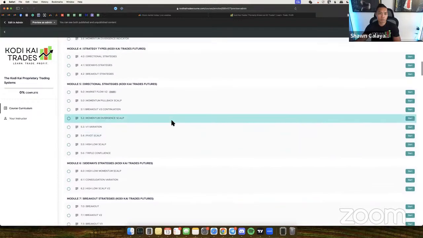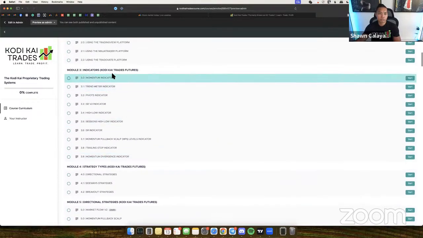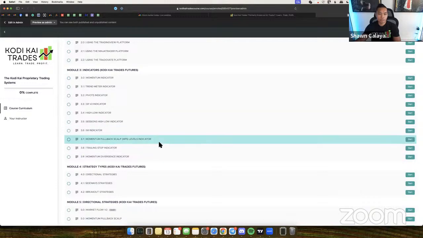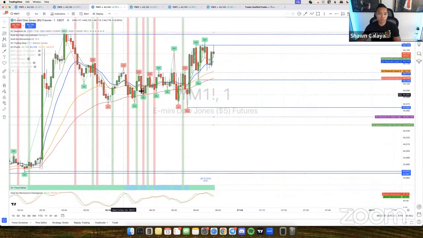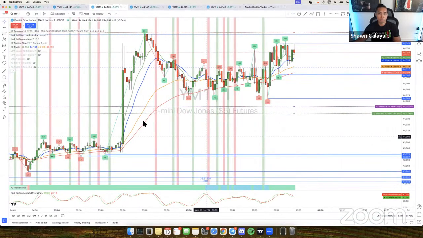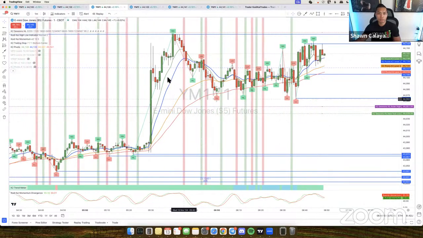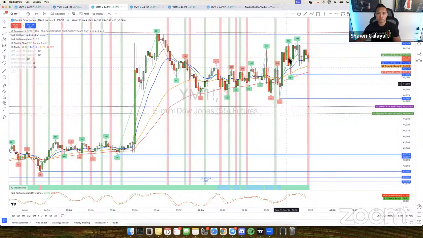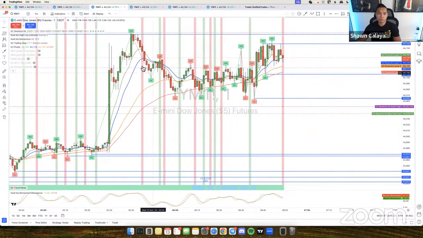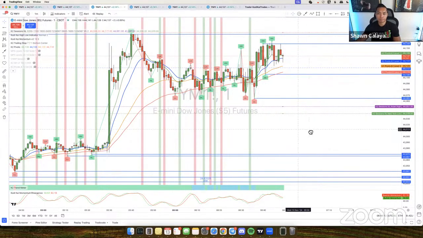But for the most part, if you go here, module 3 explains all the indicators. So if you want to understand what all these tools are here, or if you just want a refresher, like if you forget what the momentum indicator does, if you forget what this ribbon is right here, if you forget what these lines, this purple, green, red line is, if you forget what these high low momentum scalps, whatever they may be, it's all explained on the website.